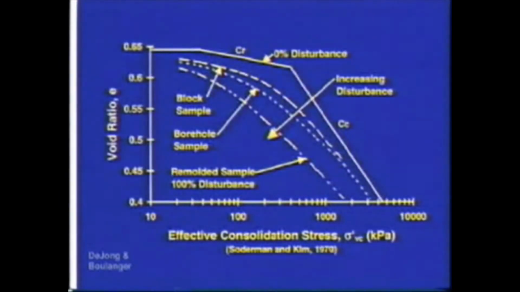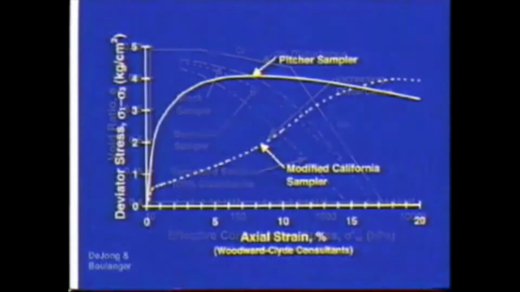From the descriptions of these sampling methods, it is clear that all samples experience disturbance. This graph shows the results of 3 consolidation tests on the same heavily over-consolidated clay: 1 block sample, 1 borehole sample, and a remolded sample. Also shown on this figure is the ideal in situ curve, or zero disturbance curve, reconstructed using Schmertmann's procedure to correct for sample disturbance effects. As shown by this typical set of data, increasing levels of sample disturbance make it progressively more difficult to evaluate the in situ compressibility of clayey soils.